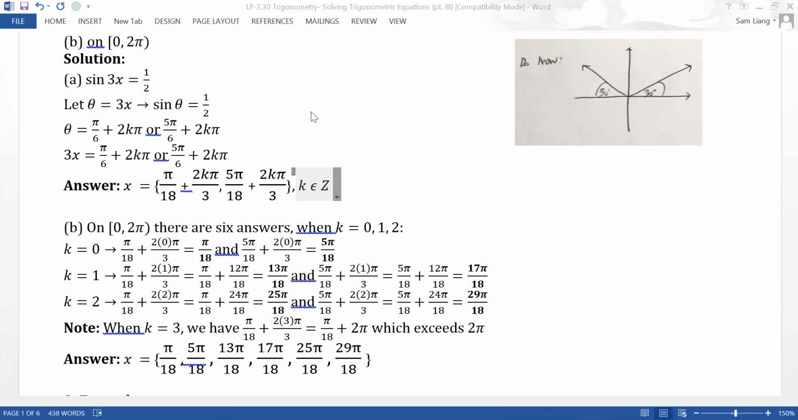All right, does anyone still need the solution here? Okay, if not, then I'll move on to the next example.